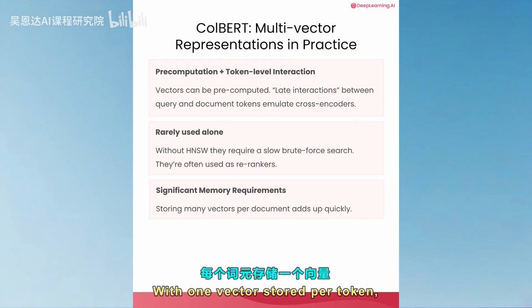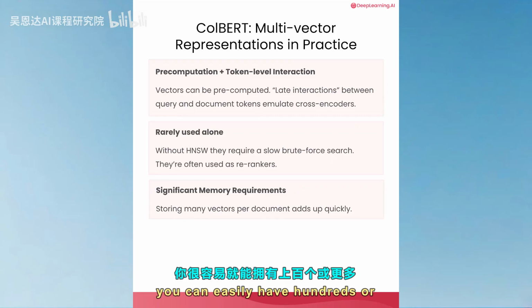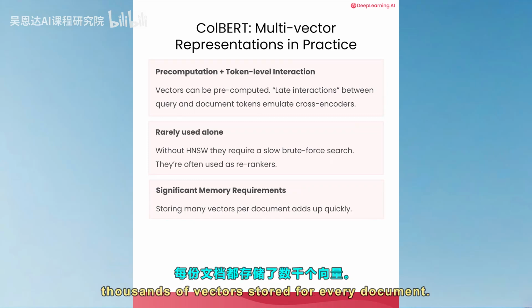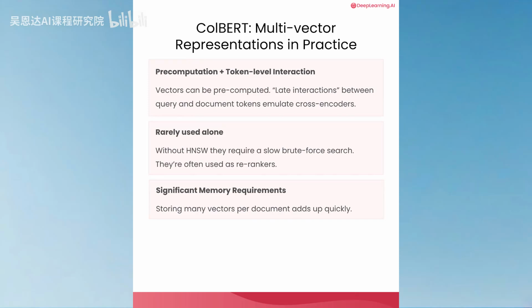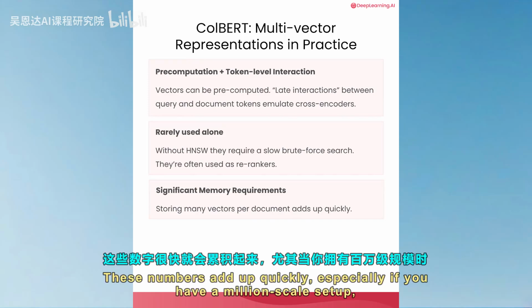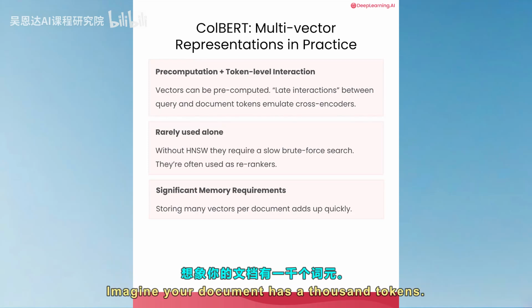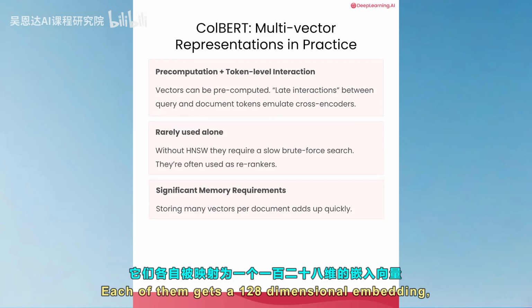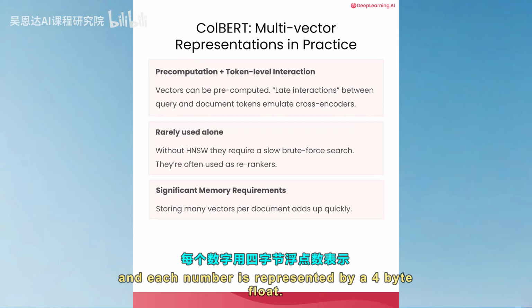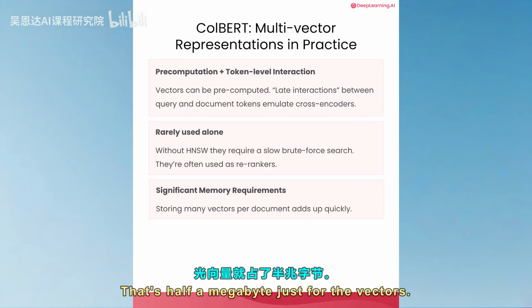With one vector stored per token, you can easily have hundreds or thousands of vectors stored for every document. These numbers add up quickly, especially if you have a million scale setup, which isn't that uncommon nowadays. Imagine your document has 1,000 tokens. Each of them gets a 128-dimensional embedding, and each number is represented by a 4-byte float. That's half a megabyte just for the vectors.